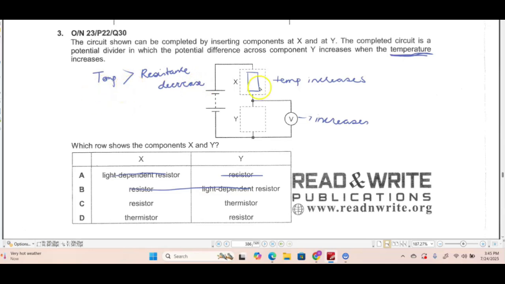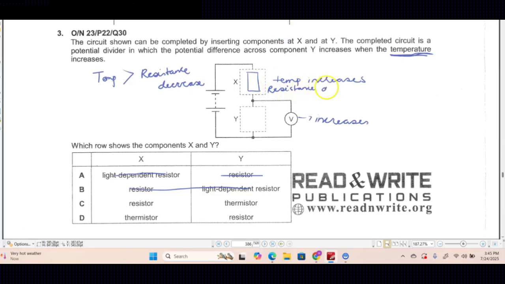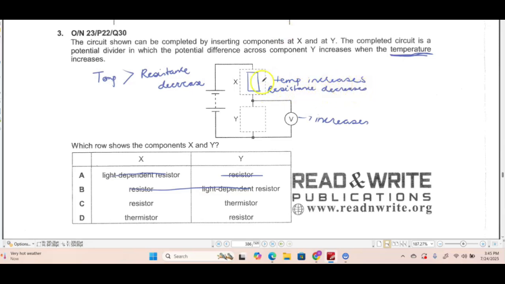So if we place a thermistor over here and the temperature increases, this means that the resistance over here is going to decrease. As the resistance over here decreases, the resistance over here increases, and the voltmeter reading over here increases as well. So what we need to do is place a thermistor over here at X and a simple resistor over here. So a simple resistor is going to go at Y and a thermistor is going to go at X. Okay?